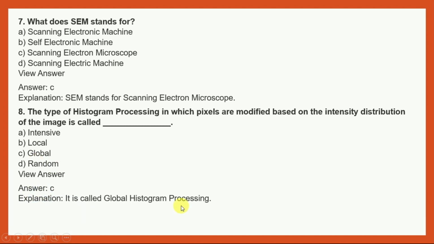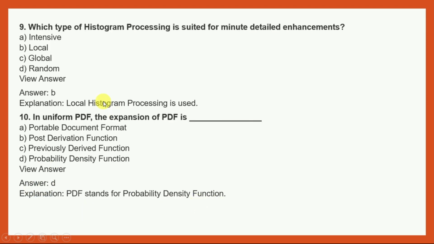It is called global histogram processing. Next question is, which type of histogram processing is suited for minute detail enhancement? So answer is option B, that is local, also known as local histogram processing.